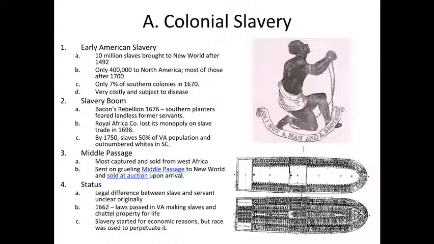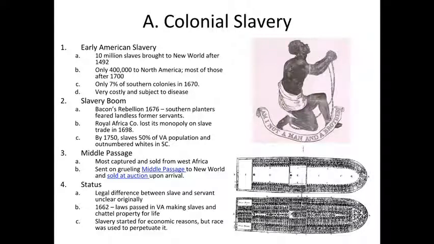So for number 2, slavery boom, Bacon's Rebellion. We talked about how Bacon's Rebellion brought on stricter regulations against slaves, and this really became the turning point of hereditary slavery. So Bacon's Rebellion in 1676, Southern planters feared landless former servants. A lot of these servants were earning their freedom after a certain amount of time. They joined up with the people in Bacon's Rebellion and destroyed this town in Virginia.